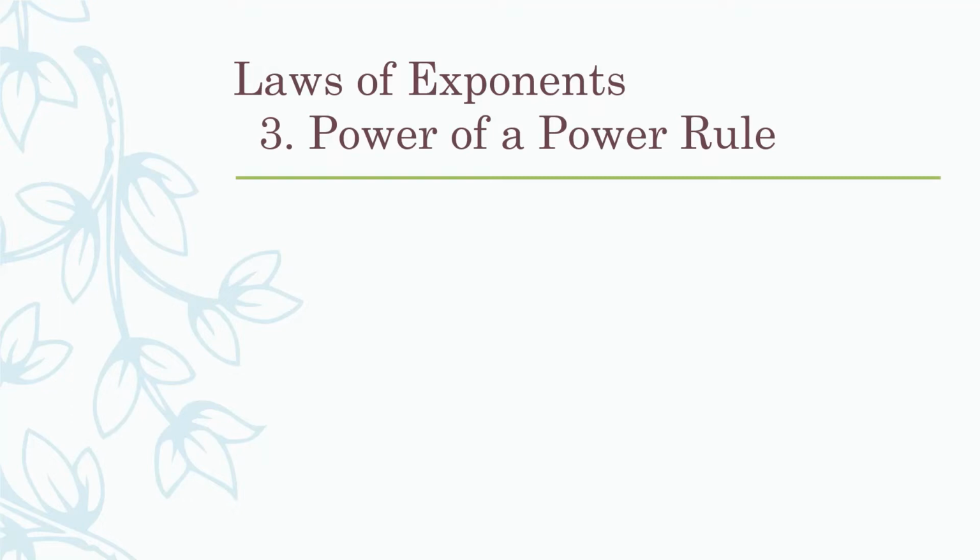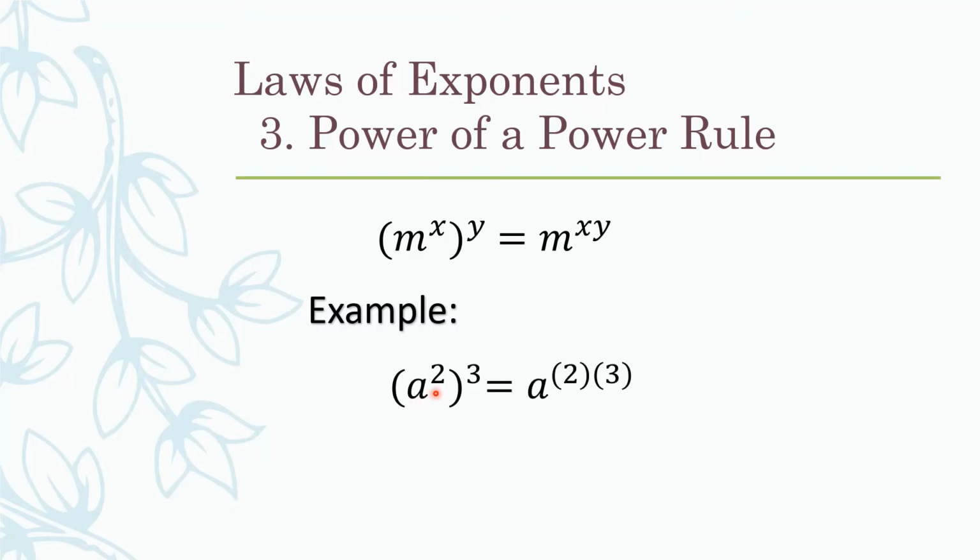So, third law of exponent, power of a power rule. For any real number m and integers x and y, when you are raising m raised to x by another power, which is y, all you need to do is to multiply the exponents. So, m raised to x times y. For example, a squared raised to the third power is just equal to a raised to 2 times 3, which is equal to 6. So, a raised to the 6th power.